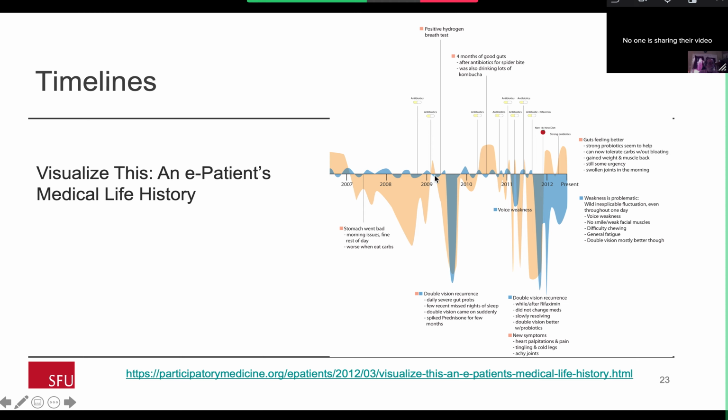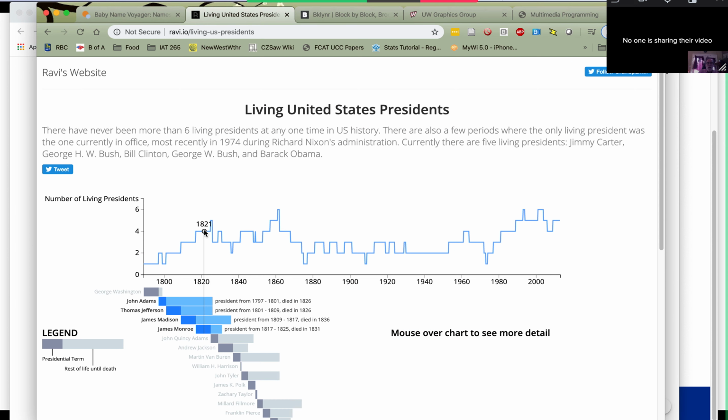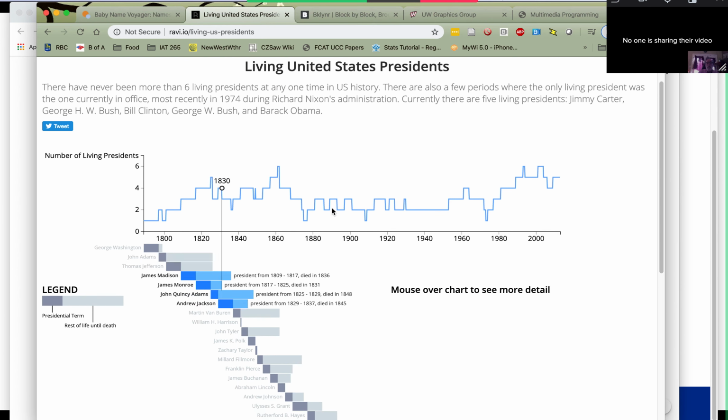So now we'll show an interactive example. I'm hoping this is going to show up for you. So this is a plot of living U.S. presidents. This is again showing overlapping timelines, but in this case it's not the entire lifetime of an individual, but the onset of somebody becoming president and how long they lived after they resigned from the presidency, or got voted out of office or whatever.